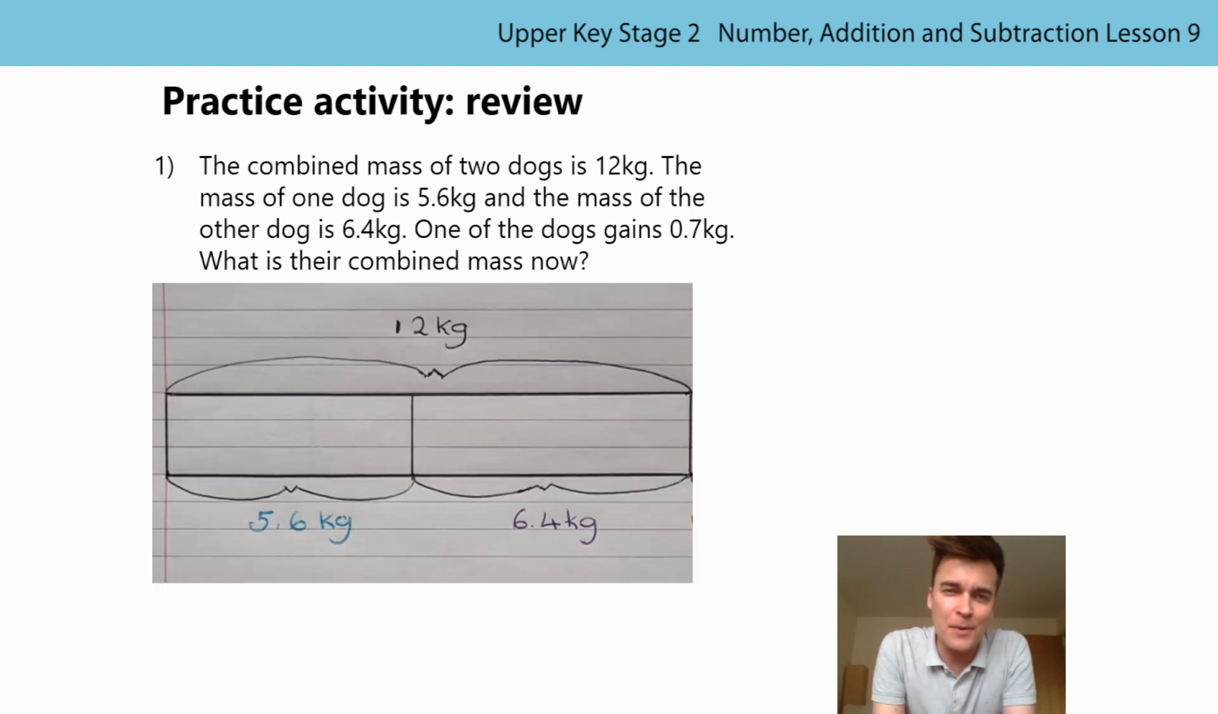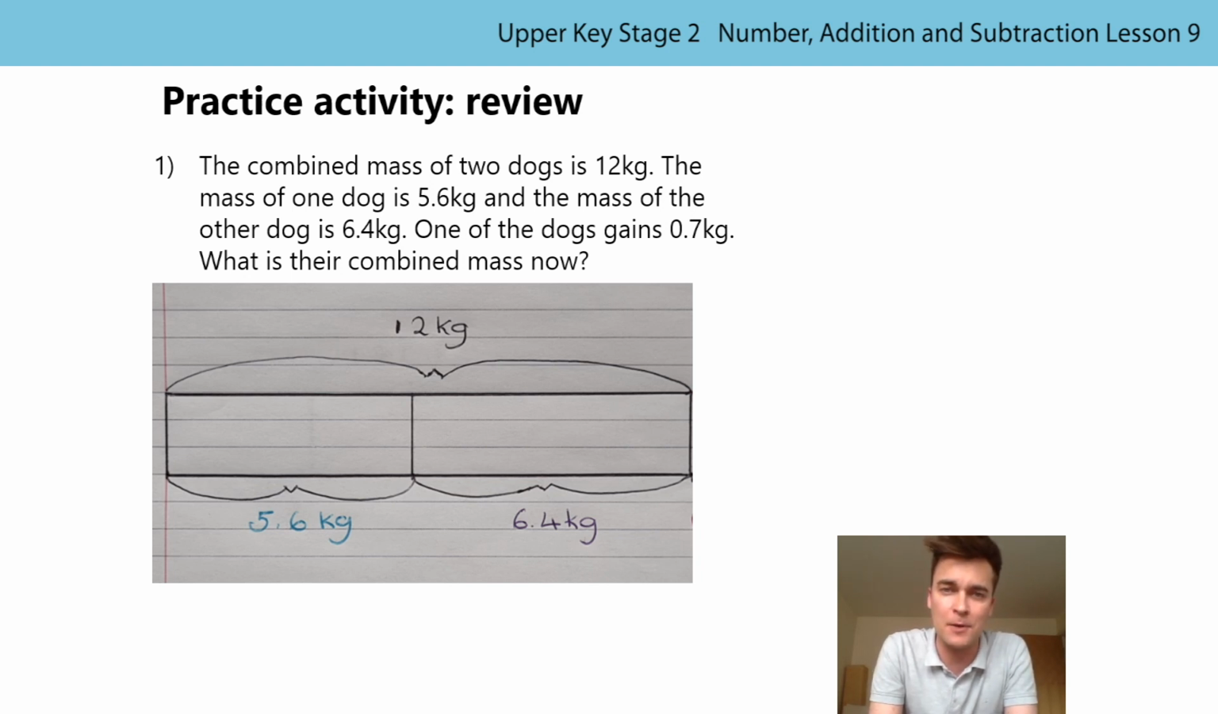I knew from the problem that the whole that my bar was representing was 12 kilograms. And I also knew from the problem that my whole was split into 2 parts, 1 part for each dog's mass. So I've got one part showing 5.6 and the other 6.4.